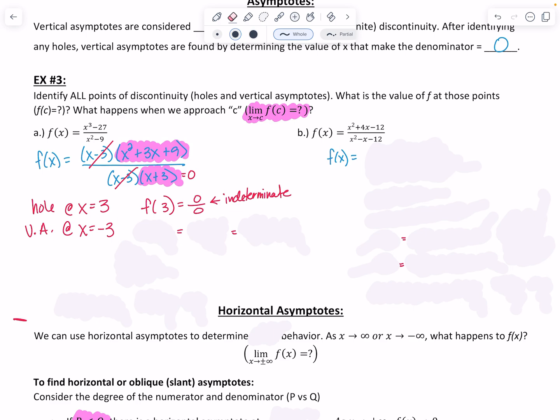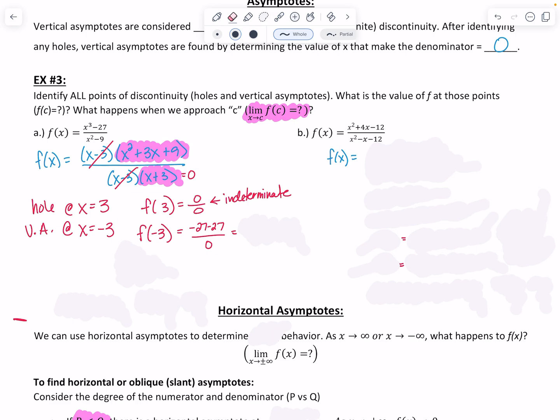But what's happening at x equals negative 3? If you plug in x equals negative 3 to your function, what happens? Well, if I plug in negative 3 to the top, I end up getting negative 3 cubed, which is a negative 27, over negative 3 squared minus 9.